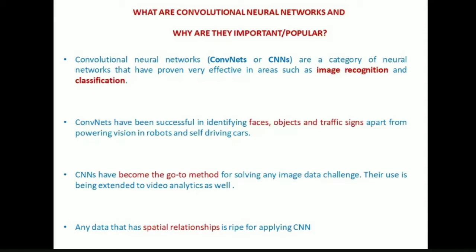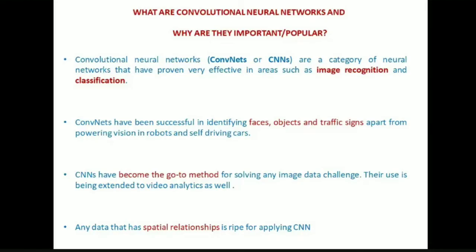Finally, what I mean to say is that any data which has a spatial relationship can be used by CNNs. CNNs are the best neural networks to solve problems which include spatial relationships. Okay, I hope this is clear, why CNNs are popular and why they are important.